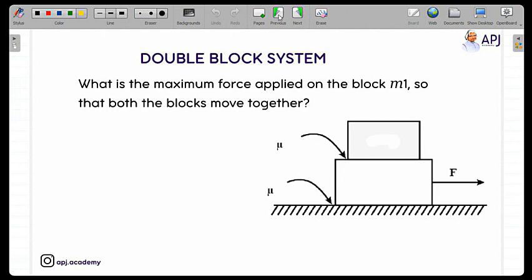If I'll say that the lower block is A block and the upper block is B block, or the vice versa, then you can easily relate. All right.